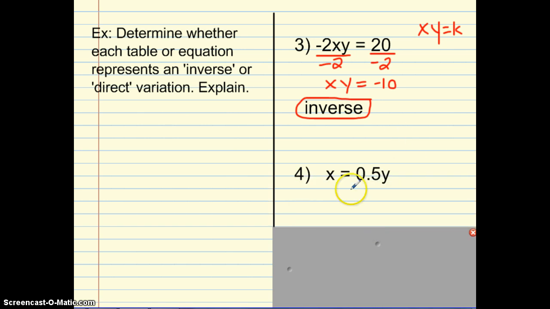Looking down here, I'd say we're probably a bit closer to our y equals kx. It's just that right now our constant is over with the y. So we know there's a 1 in front of x. We can divide both sides by 0.5.